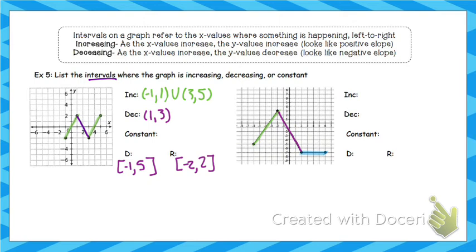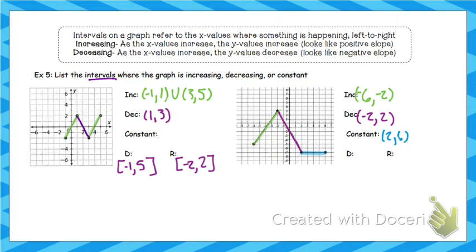All right, now again, we're going to list the intervals by listing the x values where that's happening. So on that first one, the farthest left x value is -6. Then it keeps going until -2, and that's the only interval where it's increasing. Decreasing, the x value where it starts is -2, then it keeps going until 2. Constant, it starts at the x value of 2, and then it keeps going until 6.